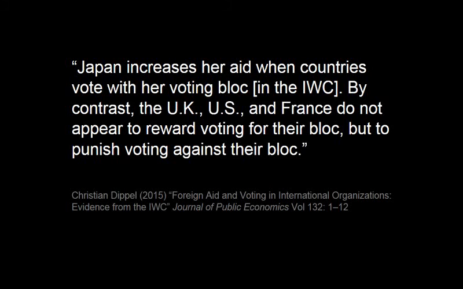Okay, so Japan increases its aid when countries vote with the voting bloc in the IWC. By contrast, the UK, US and France do not appear to reward voting for their bloc, but punish voting against their bloc. So this is from an article in the Journal of Public Economics from 2015.